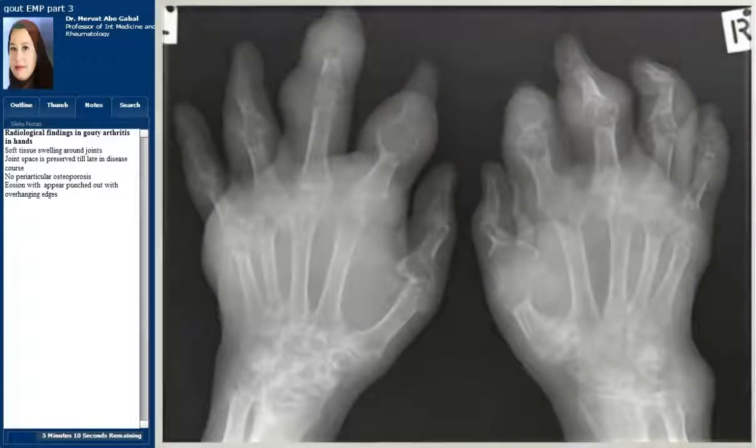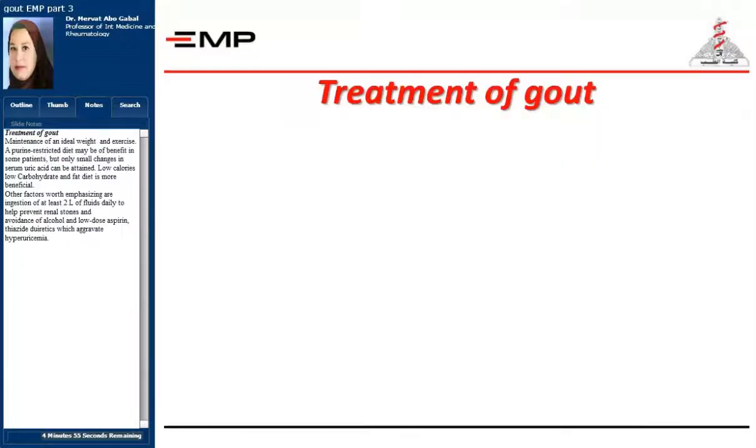This image shows radiological finding in gouty arthritis in hands. Also, soft tissue swelling, joint space preserved, no periarticular osteoporosis with erosions which appear punched out with overhanging edges.